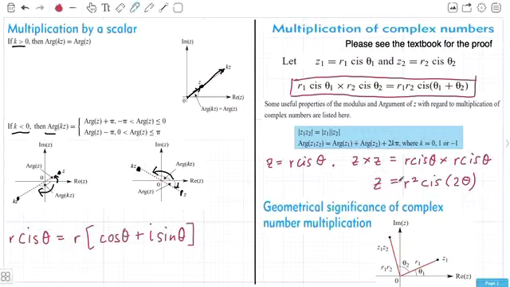So for a z, that's just another thing that you might find if you have a z and you want to square it. It's just a very useful way of looking at things.